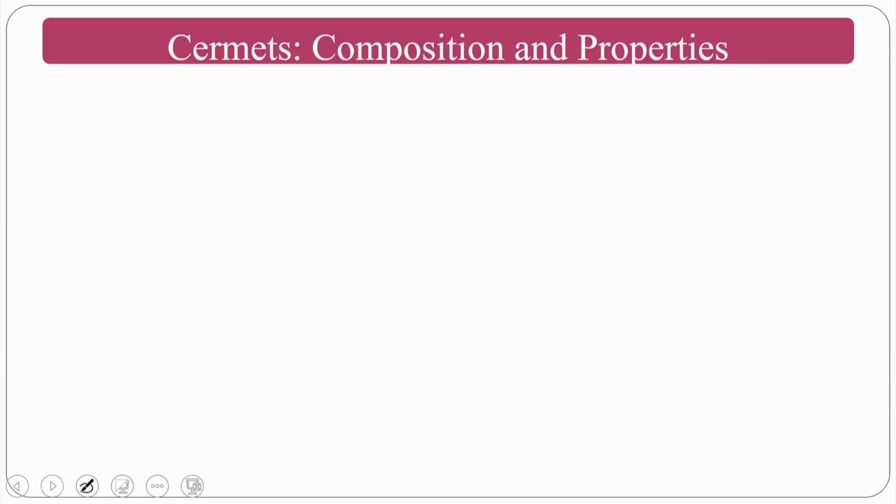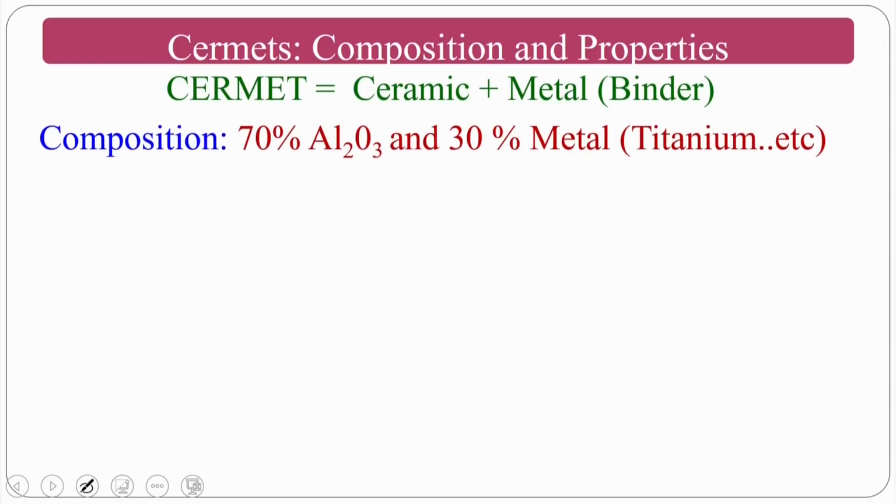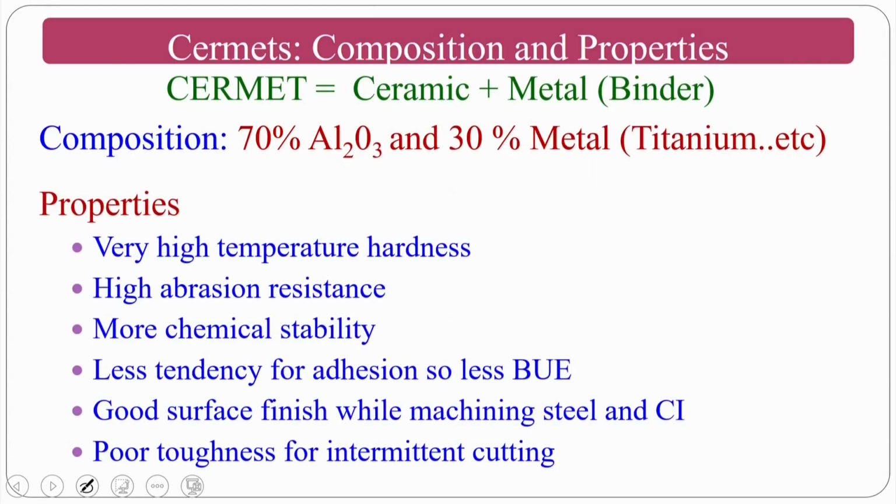Okay. Cermets, as the name itself says, means ceramic plus metal. So, ceramic will be the base material and metal will be the binder basically. The composition, if you see, 70% will be ceramic, that is Al2O3, and 30% will be something like titanium that they will use as a binder. Since there is a ceramic and there is a metal, that is why these are called cermets.